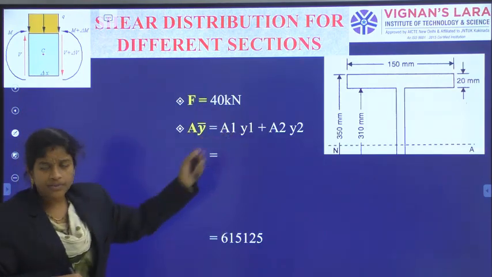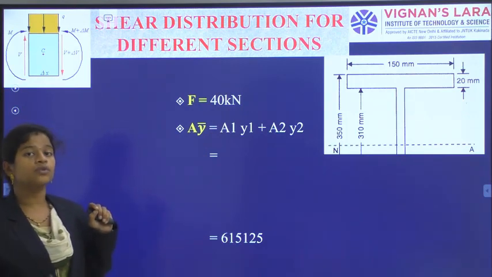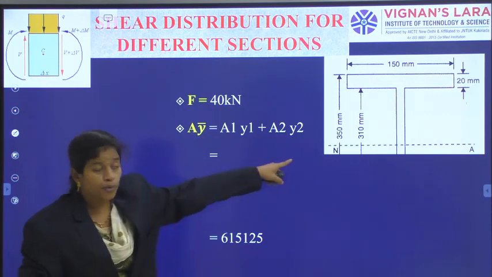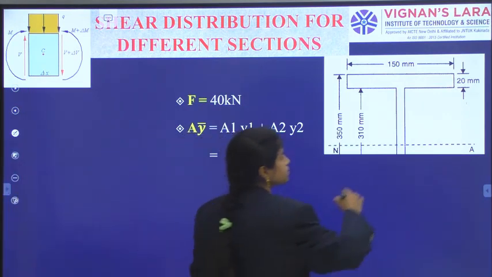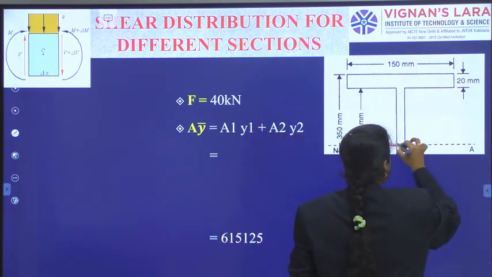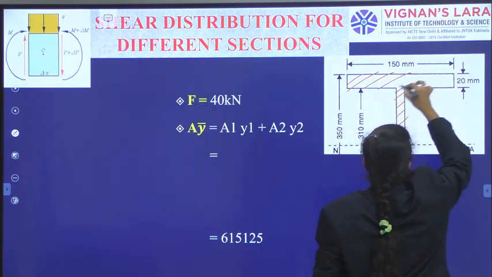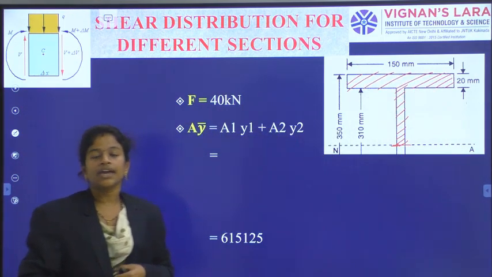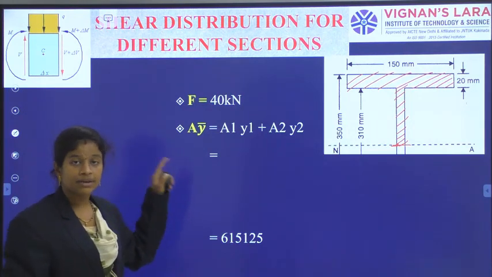Firstly, F: in the problem they have given us 40 kilonewtons. And just now we said we should consider the portion above the level of neutral axis. That portion only I have drawn here, and I will indicate it as my portion. This is the level where I am calculating the shear stress, and for the portion above, we should take the observation for the area moment, A into y bar. Where will that A into y bar come?